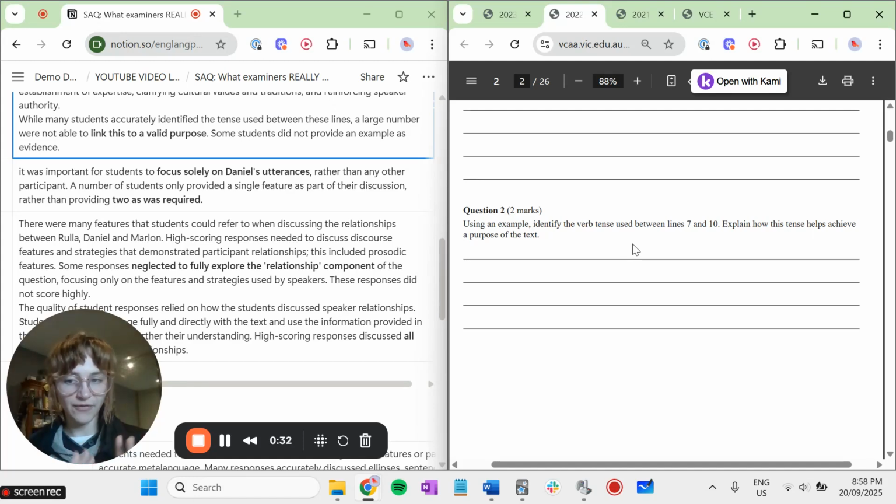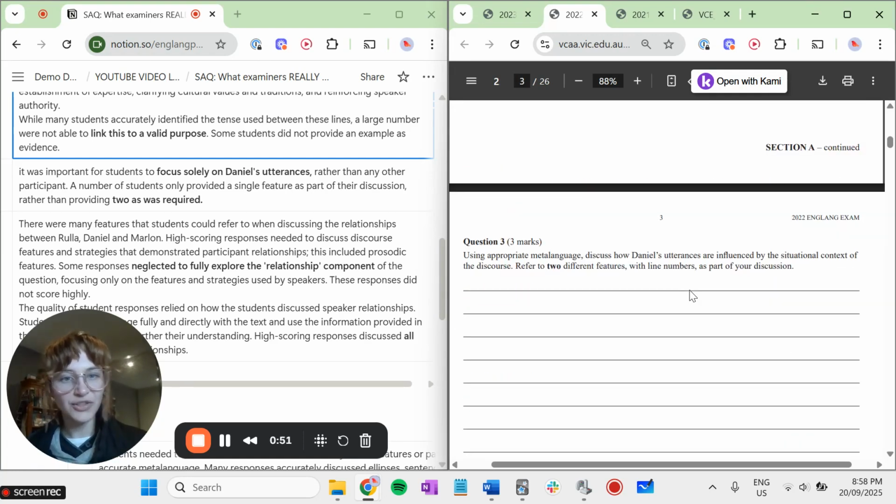I think for short answer questions, it's a good idea for you to go through and start with a highlighter and just highlight the key features that you really need to talk about. So verb tense and how this tense achieves the purpose. A lot of the time students might identify the verb tense and identify purpose, but you need to have a link.